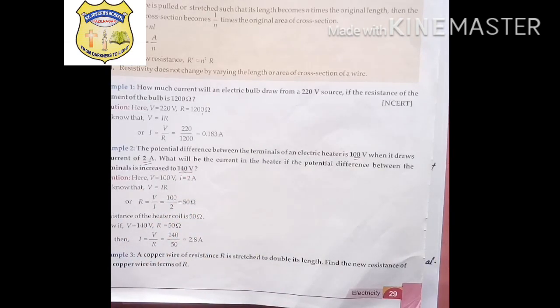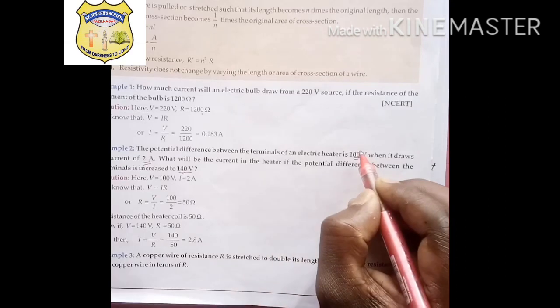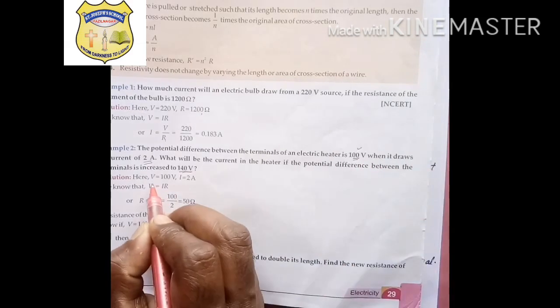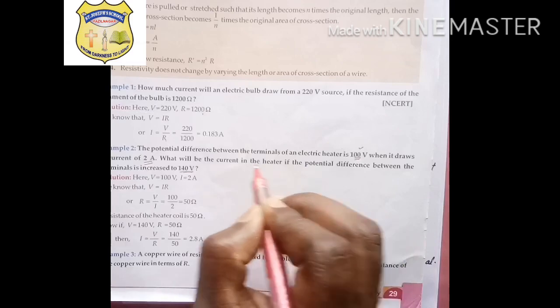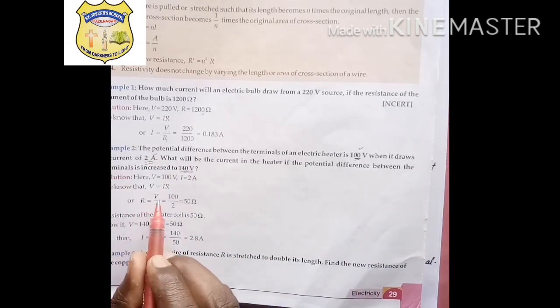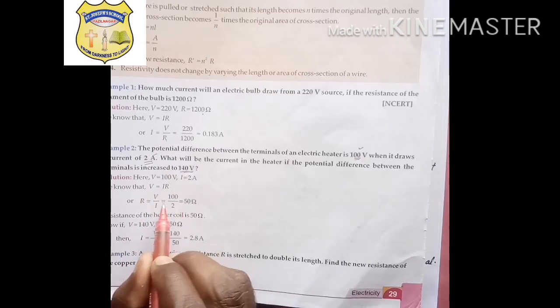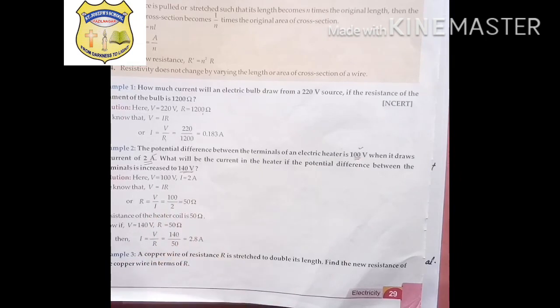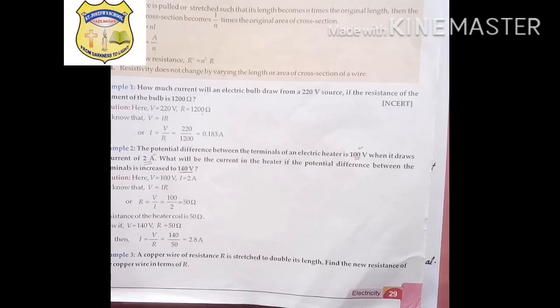So firstly we have to find the resistance, because resistance is not given in the question. So firstly we have to write what are the data given in the question. Potential difference is 100 volt, V is equal to 100 volt, I is equal to 2 ampere, right? And the formula is V is equal to IR, therefore R is equal to V upon I, V is 100 and I is 2, 100 upon 2 is equal to 50 ohm, right? Now we have resistance.